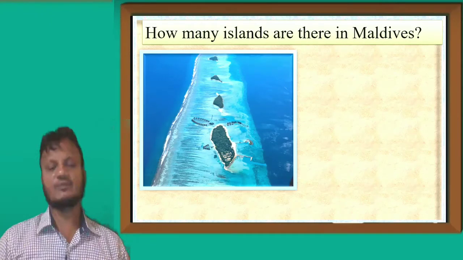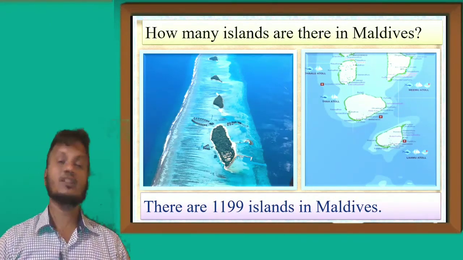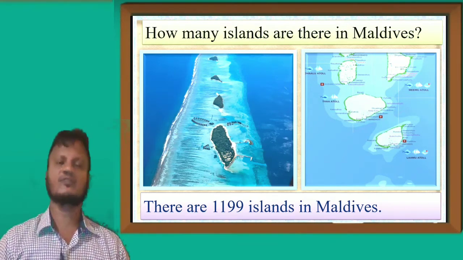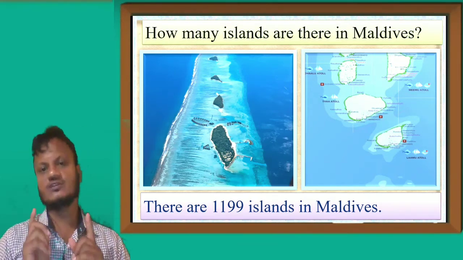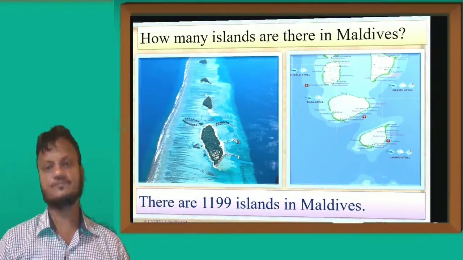Okay, how many islands are there in Maldives? There are 1199 islands in Maldives, but only 250 islands are suitable for living.